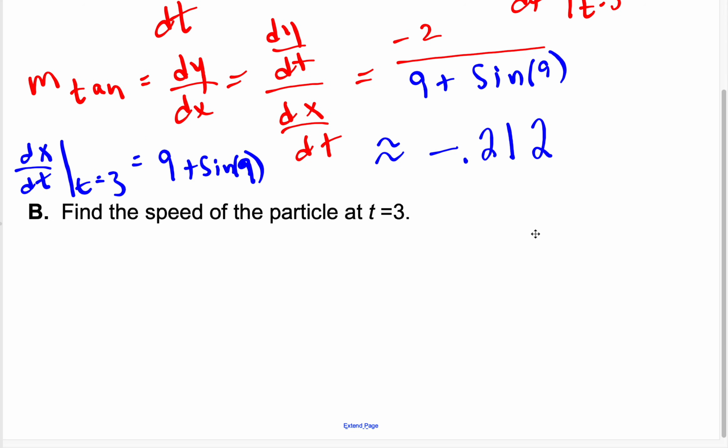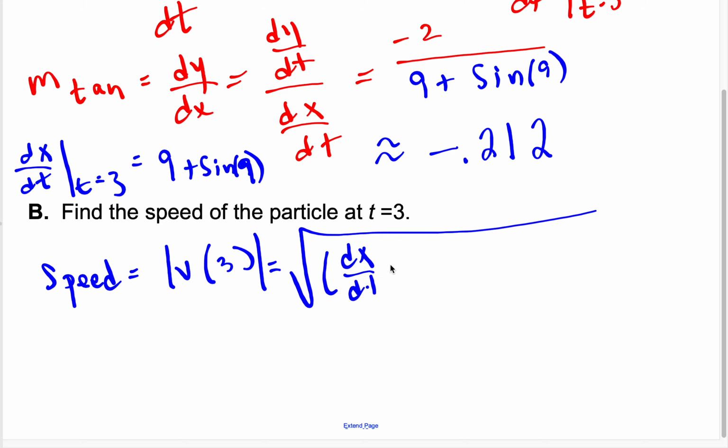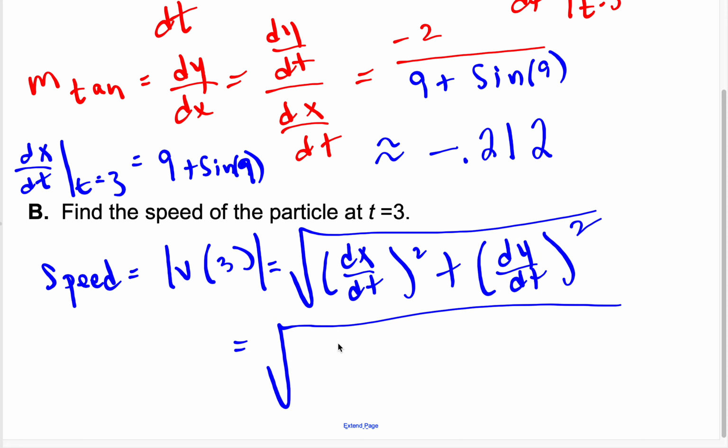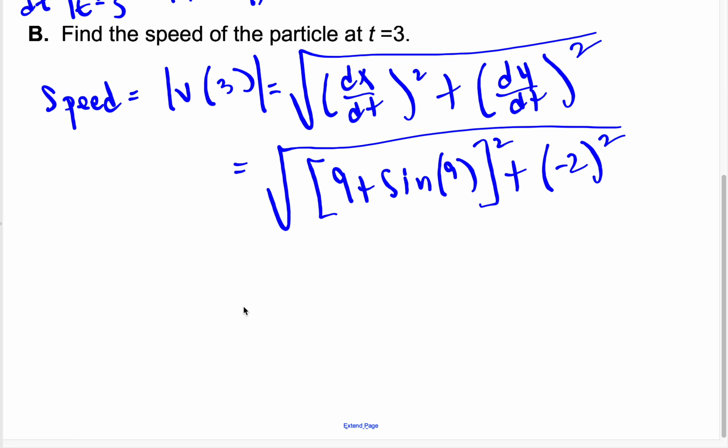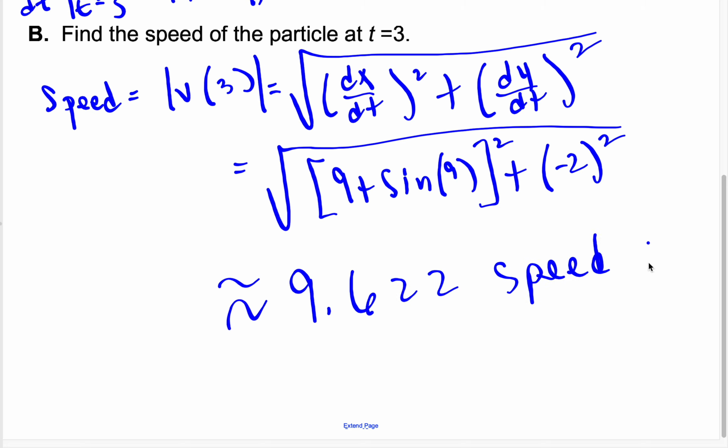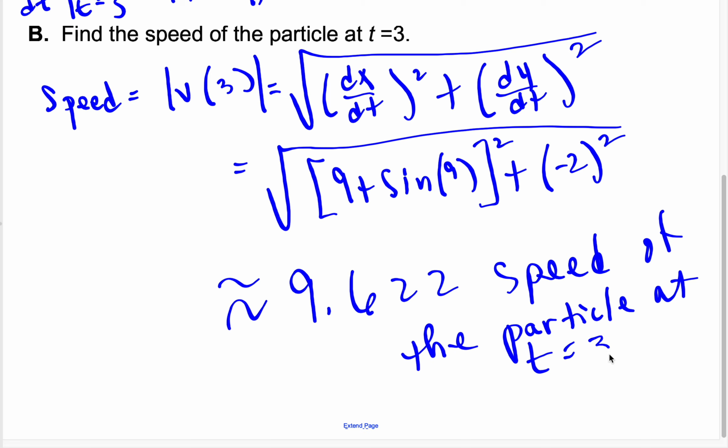Find the speed of the particle. Well, dx dt and dy dt. And plugging that into your calculator, you're going to get approximately 9.622, and that is the speed of the particle at t equals 3.